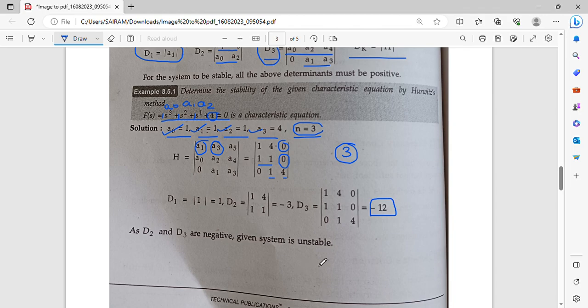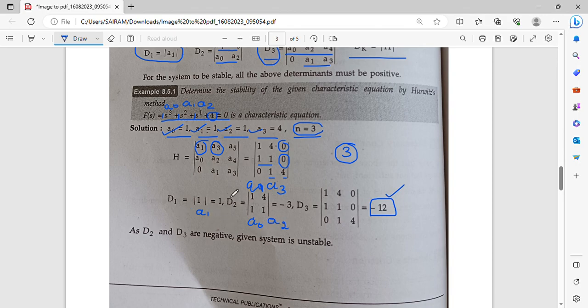Okay, so if you try to solve this, you are going to get the resultant. When you solve the modulus, then again this D2. So what is this D2? This D2 is nothing but a1 a3 and a0 a2, right? And here D1 is equal to, what I can say, a1, right?